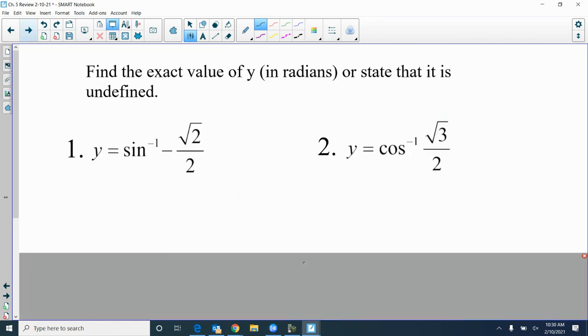Okay, these, I just want to double check. Go through a couple of these. Y equals inverse sine of negative square root of 2 over 2. What angle has a sine of negative radical 2 over 2? In radians. All right. Think about it.